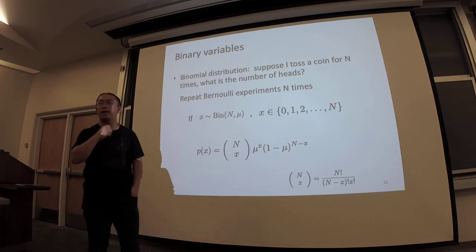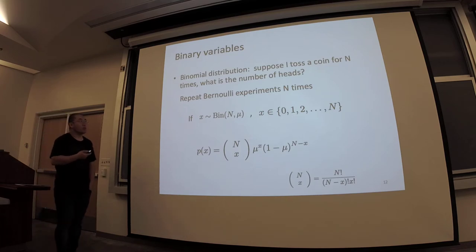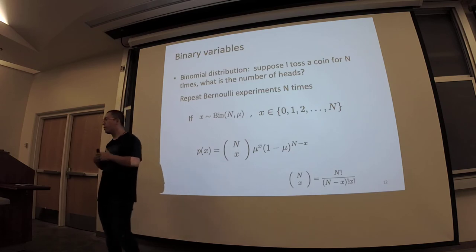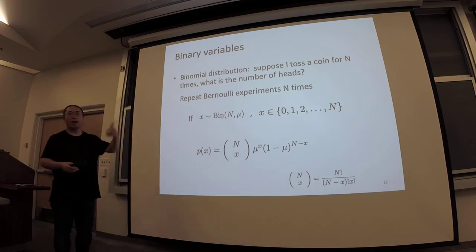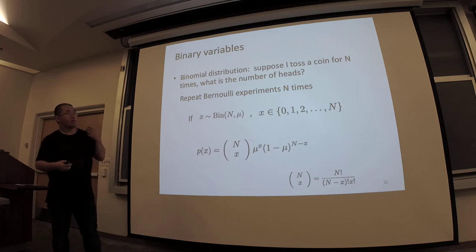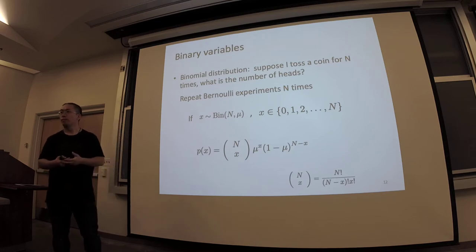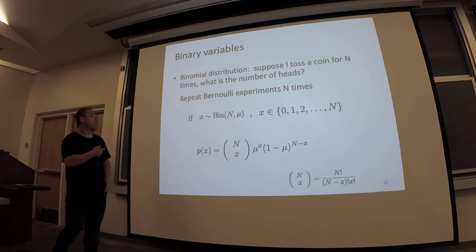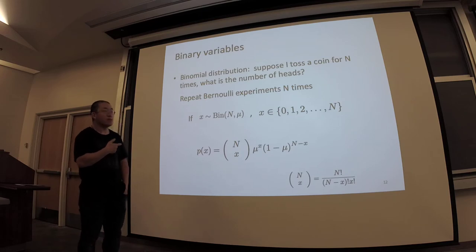So now let us extend the Bernoulli distribution into the binomial distribution. So binomial distribution means that, if I know some random experiments governed by the Bernoulli distribution, what if I independently try these Bernoulli experiments multiple times, and how many ones can I observe? This is the meaning of the binomial distribution. So it is just repeated Bernoulli experiments n times.